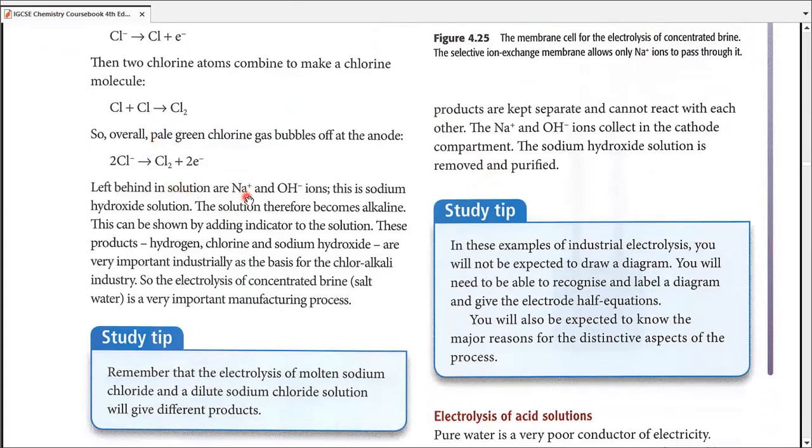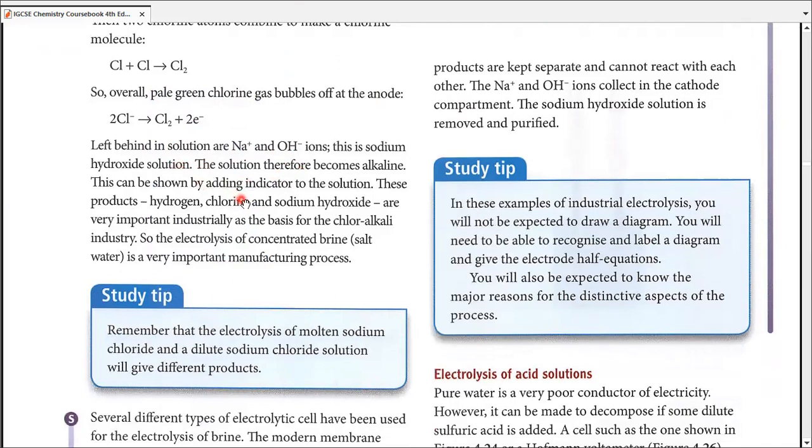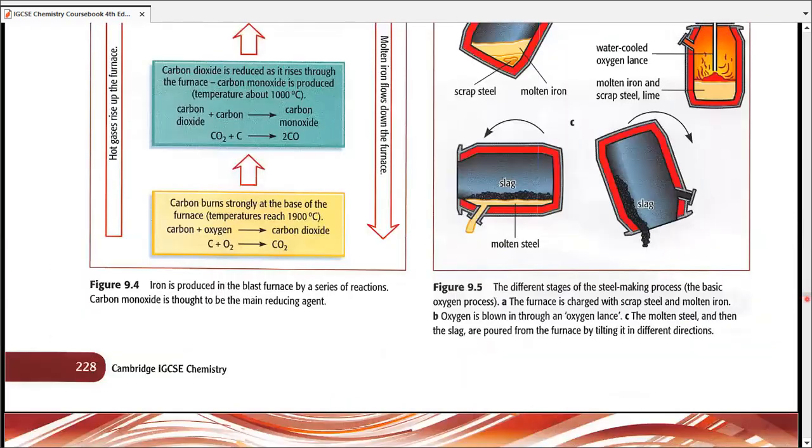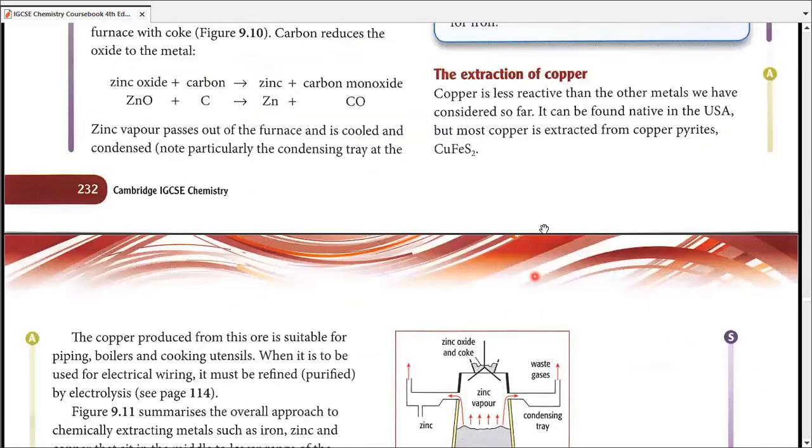Left behind in the solution are Na positive and OH negative. Since I've already explained, they form sodium hydroxide solution. So our products are hydrogen, chlorine, and sodium hydroxide. And they're very important in industry. All of them have very important uses, which have been given in chapter number 9. This part is also explained in chapter number 9. Let's connect it. I'm not going to reteach it once we get to chapter number 9.